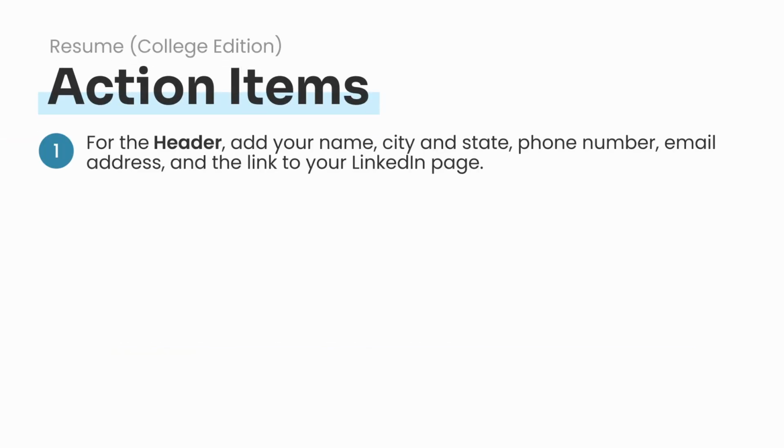First up, we have a super quick win for the header. Add your name, the city and state in which you intend to work, live, or participate in the organization in which you're applying, your phone number, your email address, and a link to your LinkedIn page.